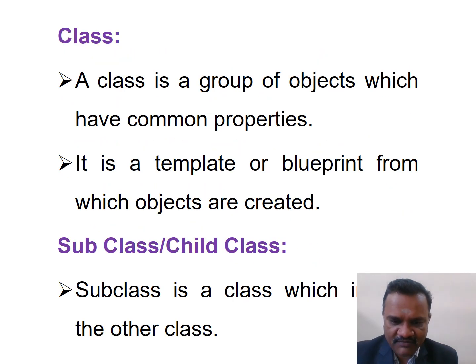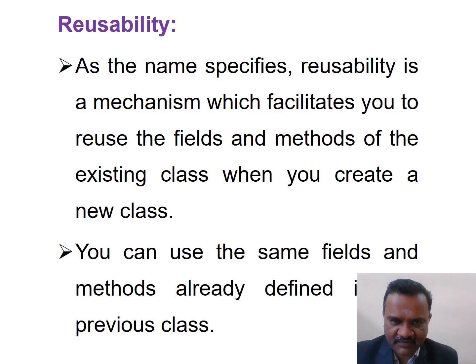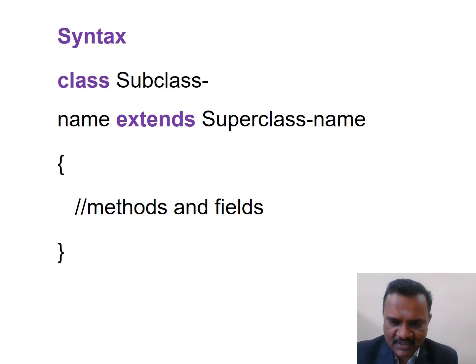So here we have five types of inheritance. One is single inheritance, another one is multi-level inheritance, the third one is multiple inheritance, the fourth one is hierarchical inheritance, and the fifth one is hybrid inheritance. There are five inheritances.